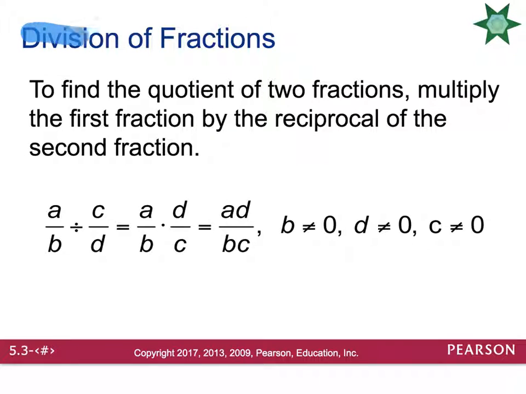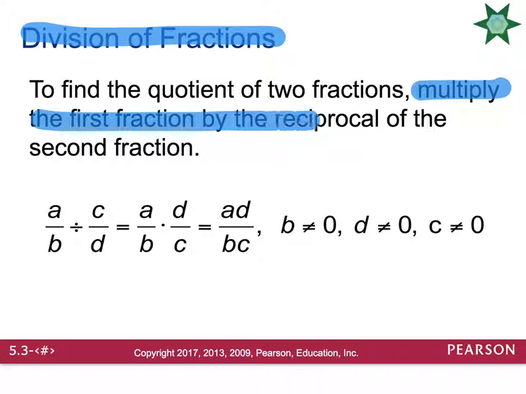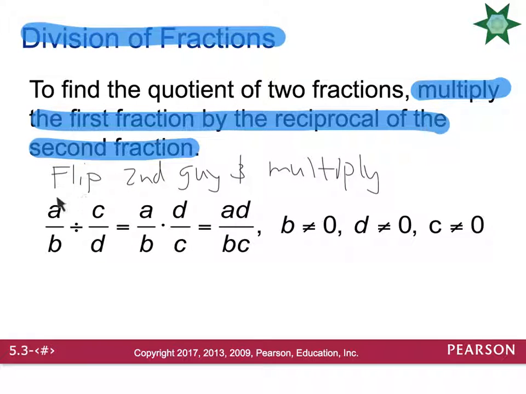Okay, so for division of fractions, the quotient of two fractions, we multiply the first fraction by the reciprocal of the second fraction. So another way to look at that is to say this. If you remember this expression: flip the second guy and multiply. Basically, if you're taking a over b divided by c over d, you flip the second guy, take the reciprocal, change it to d over c, and then multiply. So that's all we do. We turn it into multiplication.